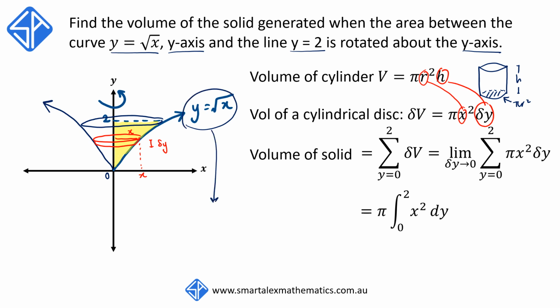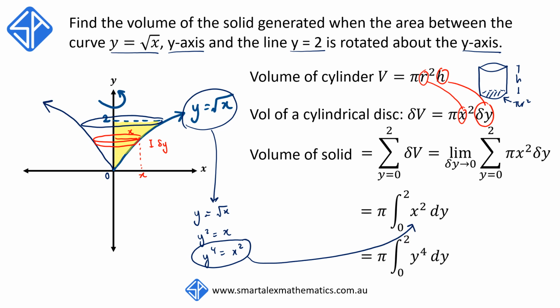So now we've got y is equal to the square root of x, so that we've got y squared is equal to x, so that y to the 4 is equal to x squared. So we're going to replace x squared with y to the 4, so that our final expression for the volume of the solid is V is equal to pi times the integral from 0 to 2 of y to the 4 dy.